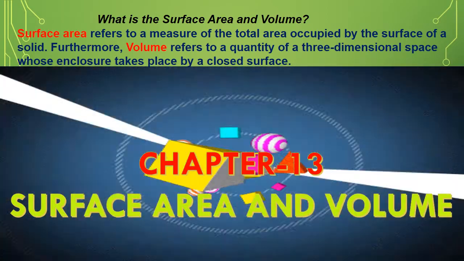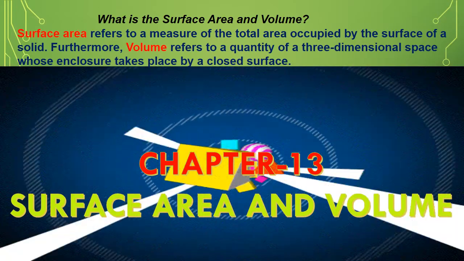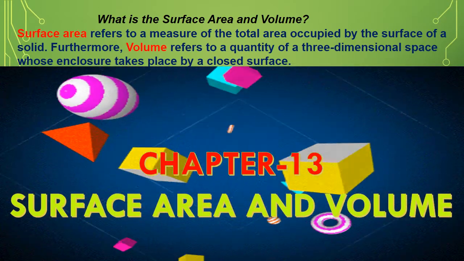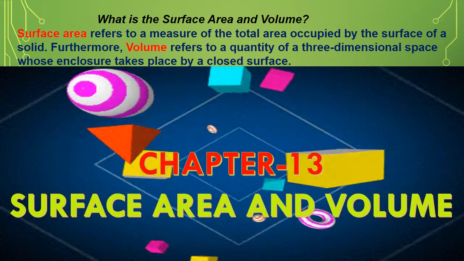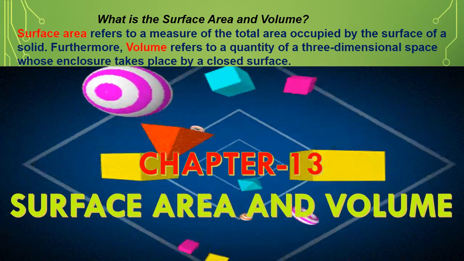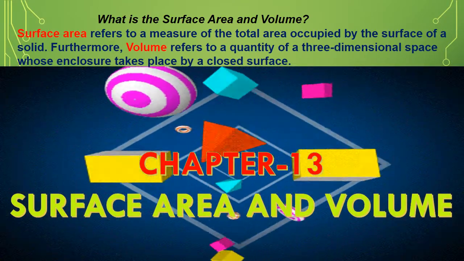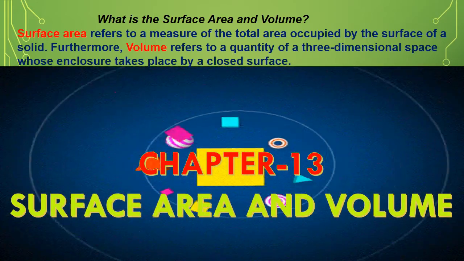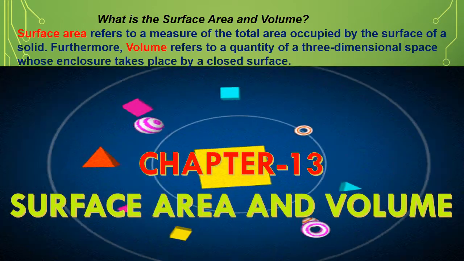But in day-to-day life, we observe some solids which are made up of combinations of two or more solids, like for example that spinning top, that is called lattu, which is a combination of a cone and a hemisphere, right? So in this chapter we will learn how to calculate surface area and volume of these combinations of solids. So let's start.